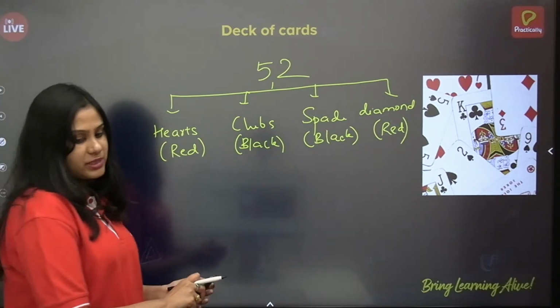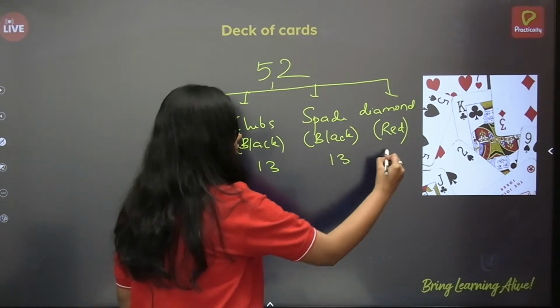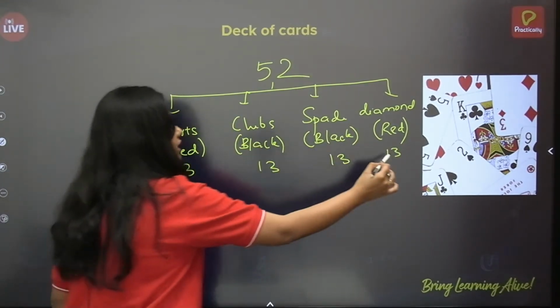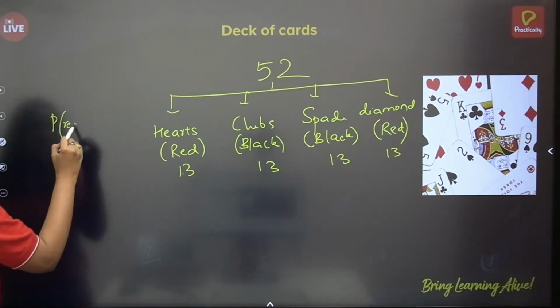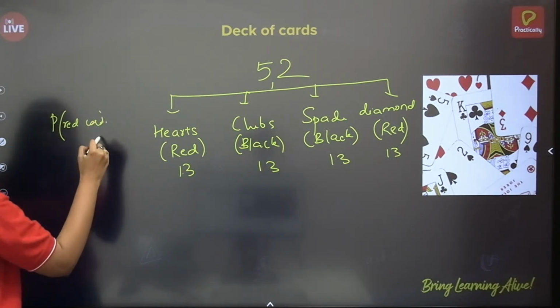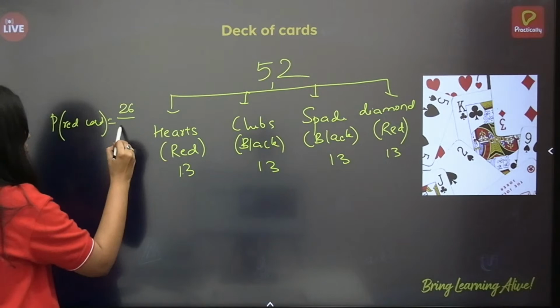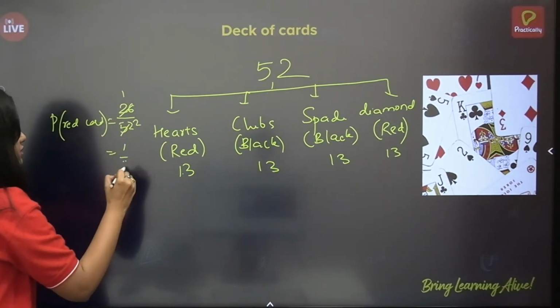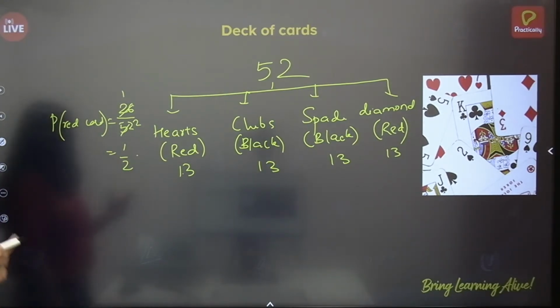Okay, let me tell you. So this is 13, this is 13, this is 13, this is 13, correct? So red cards are 13 plus 13, 26. Probability of a red card is equal to 13 plus 13, 26, by total possible outcomes, 52. That is 1 by 2. So the answer is 1 by 2. Okay, this is about the probability of a red card.